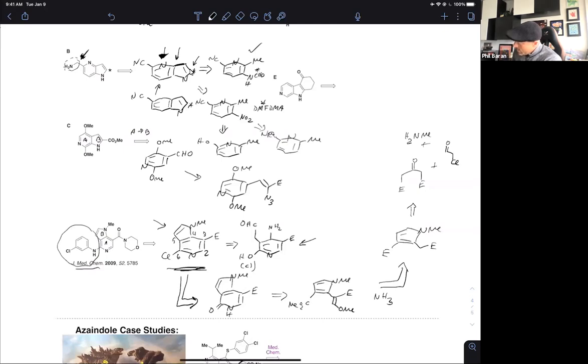Put those together. This will give you very cleanly that one. There's nothing else for it to do. And then treat that with trimethyl orthoformate. And then ammonia should be here. And then POCl3 should be here. Feels better, doesn't it?